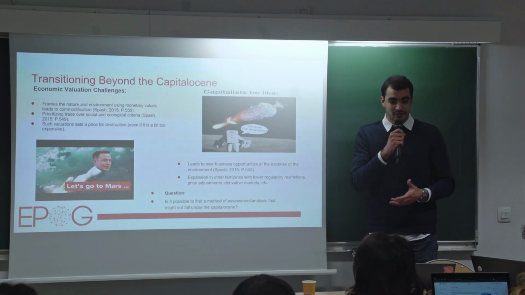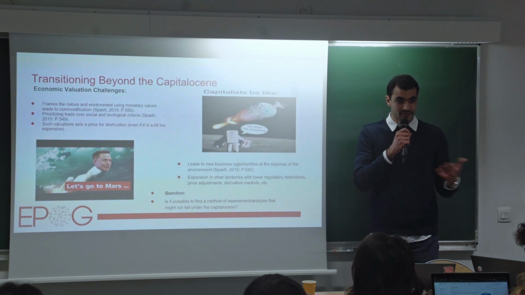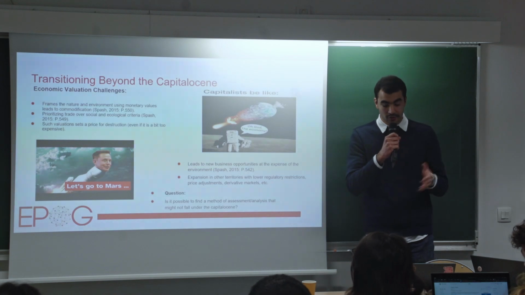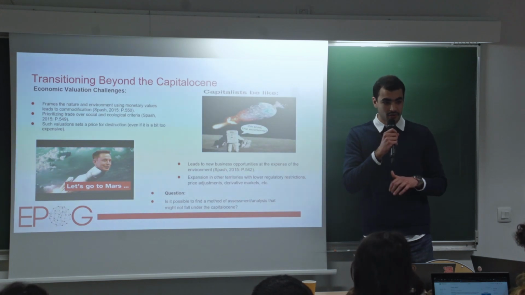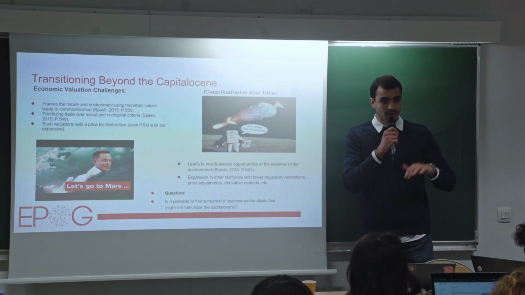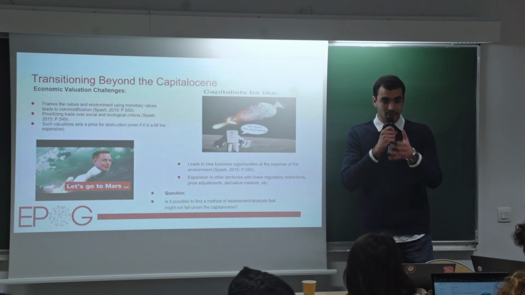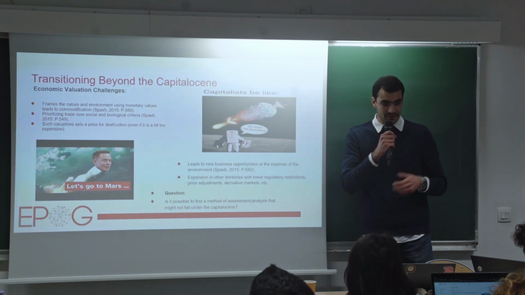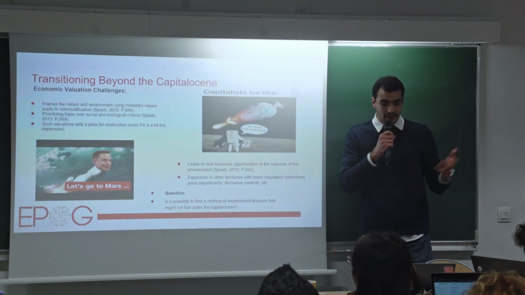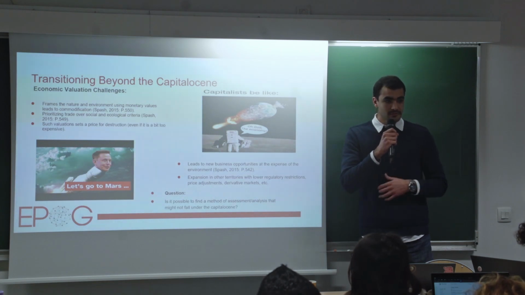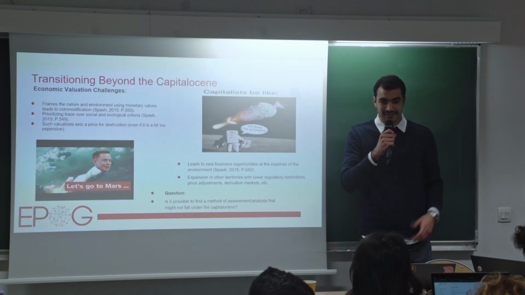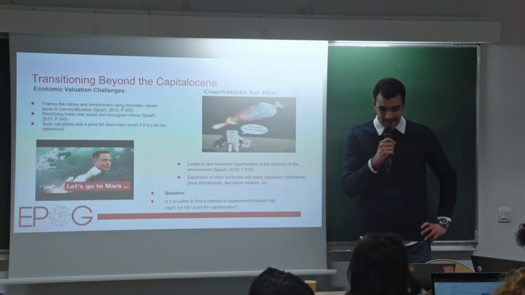And another point, it leads to the emergence of new markets or new business opportunities in order to compensate these losses, like expanding into different territories that have maybe fewer regulatory restrictions. This happens through global value chains, or maybe by doing some price adjustments, and this would compensate the losses for their exploratory endeavors in extracting fossil fuels. And derivative markets like biodiversity bonds, or as Elon Musk says, maybe populating Mars if things go worse.